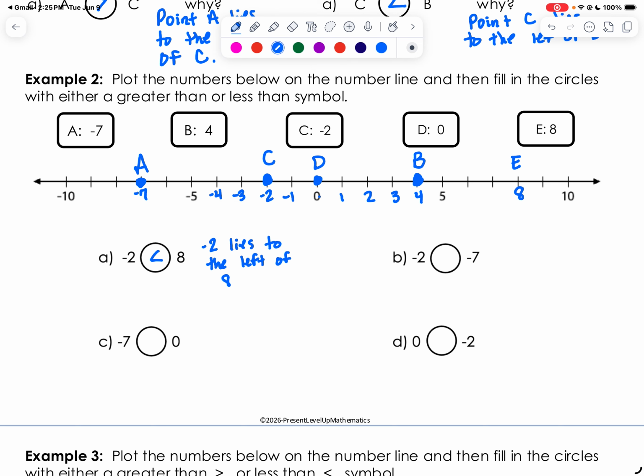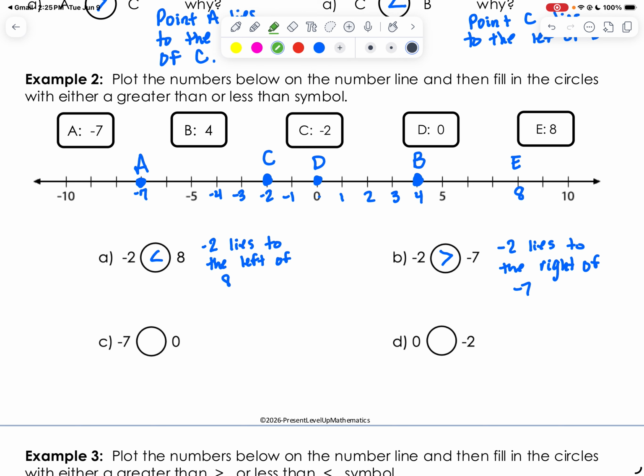Okay. In problem B, we're comparing -2 to -7. So this time, -2 lies to the right of -7. If it lies to the right, it's greater than. So -2 lies to the right of -7. Therefore, it is greater than -7.